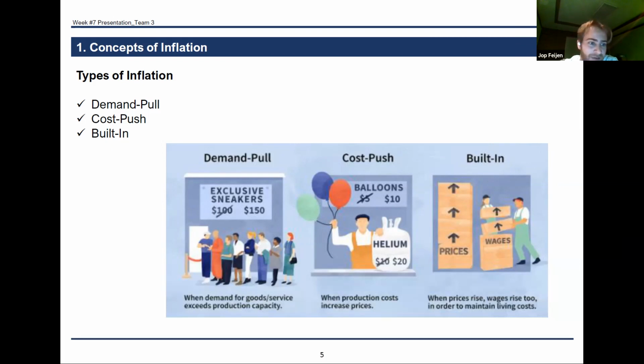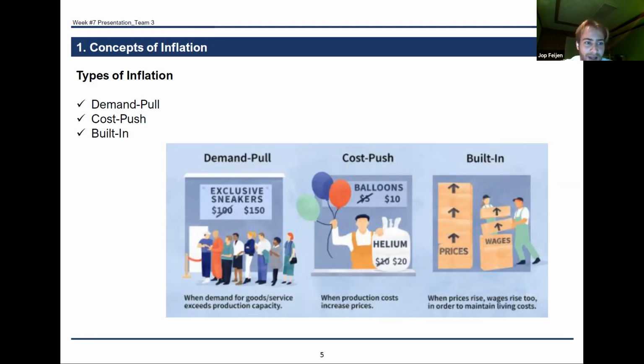And lastly, we have the built-in inflation. This is related to the adaptive expectations, the idea that people expect current inflation rates to continue in the future. For example, the inflation rate that happened in 2021 will continue in 2022. As the price of goods and services rises, workers and others come to expect that they will continue to rise in the future in a similar way.